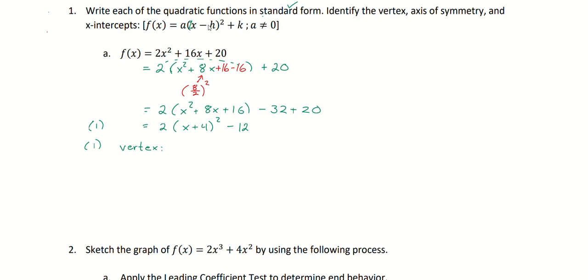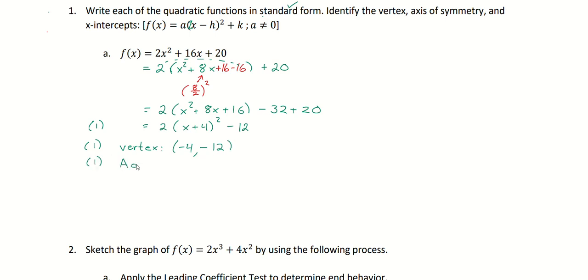In this form, which letters represent the vertex? In my actual true standard form that's up above. H, K. Now, here's where this is weird. X minus what? What do I have to subtract so it changes to a plus 4? My vertex is negative 4 for the x value. And what about the k value? Negative 12. There's the vertex. Okay, that was a point.